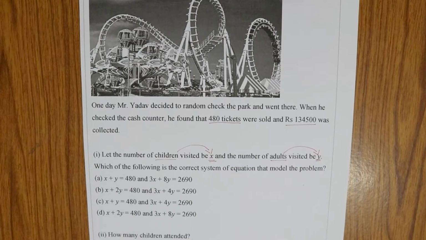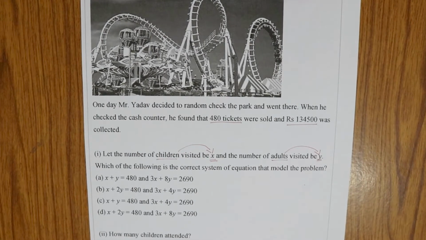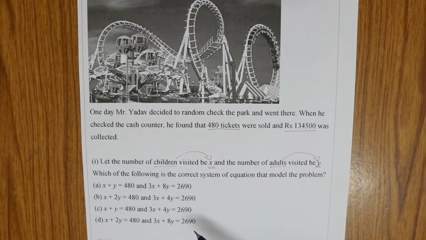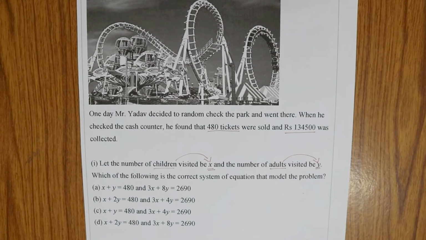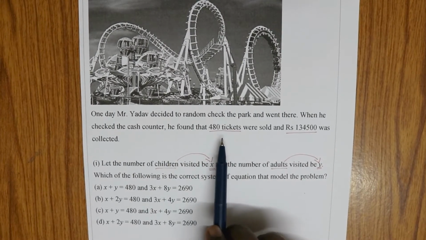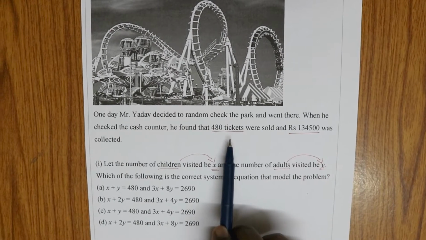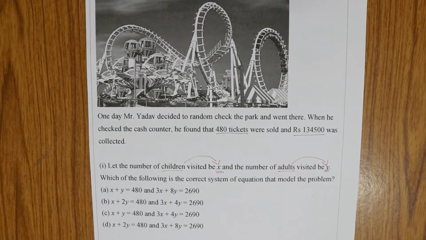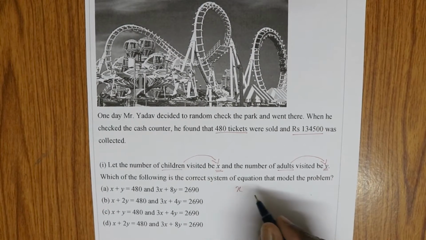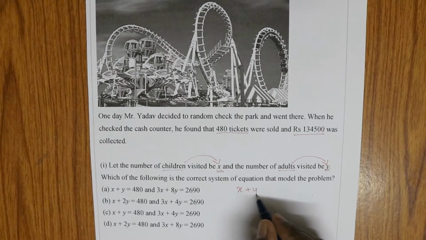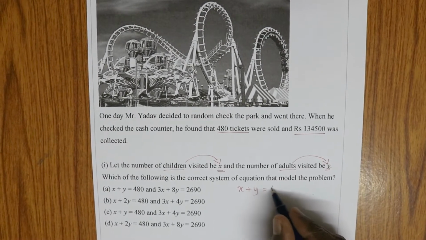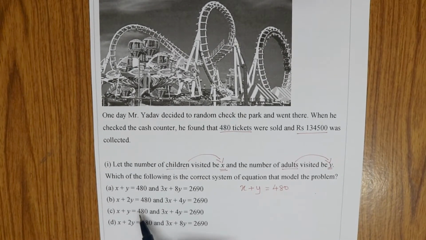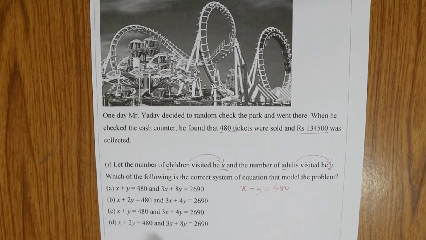Now, which of the following is the correct situation that will represent this particular model? So, when you look into the four equations, these are actually linear equations in two variables. Now, how many tickets were sold? 480. So, it means out of 480 tickets, there might be some adults, there might be some children. So, total number of children be x, total number of adults be y, and if you add, the total tickets was 480. So x plus y equal to 480. So let us go for the next one.